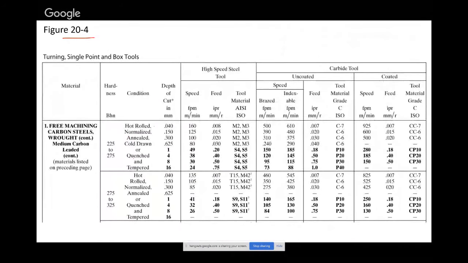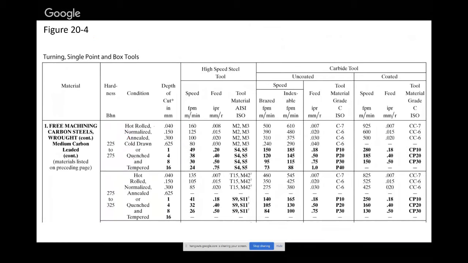So for a given material, you would say, what's my hardness? And then you say, what is the depth of cut that I choose? Okay, so you pick your depth of cut, and then you go over and you say, what is the tool material made out of? Is it carbide that is uncoated or coated, or is it high-speed steel? Okay, these are the different examples given here in the book, but you can find these tables for a whole lot of different things.